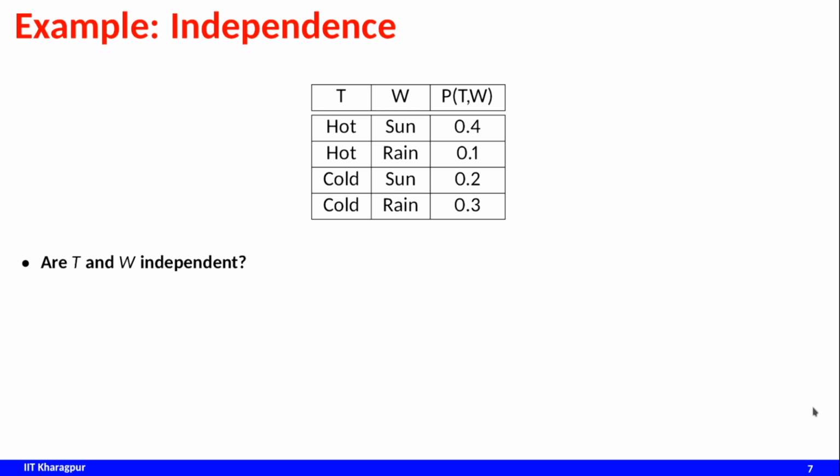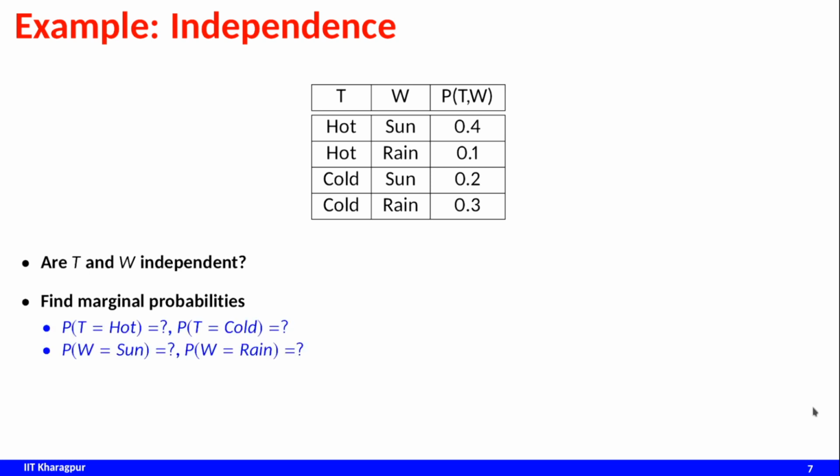Now if I would like to find that thing out, then I first need to find out the marginal probabilities. So I have to find out probability of T and probability of W. So probability of T means probability of T equal to hot, probability of T equal to cold. So effectively I have to find out these four values.